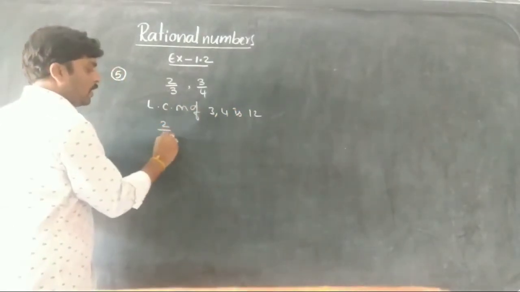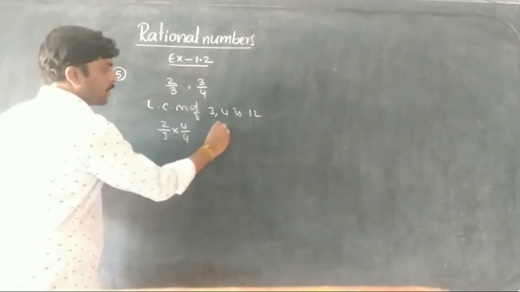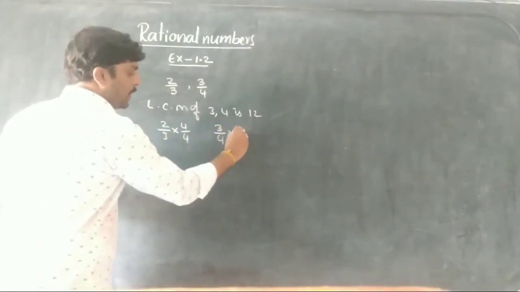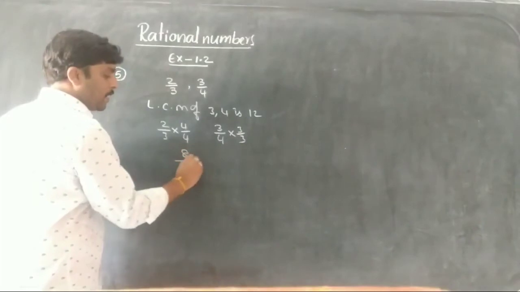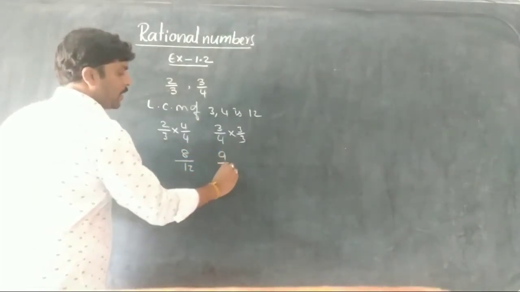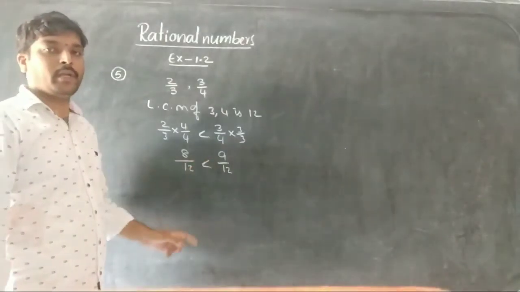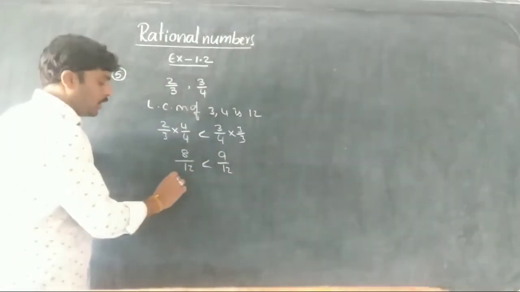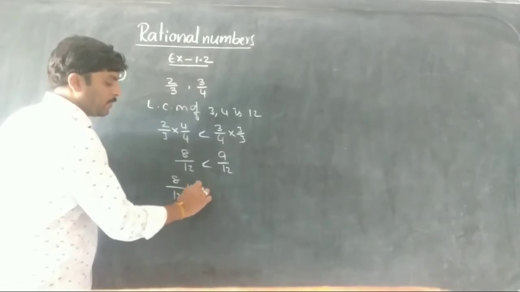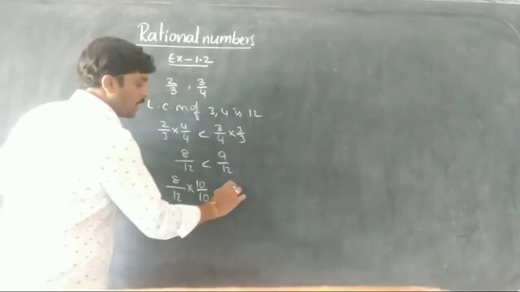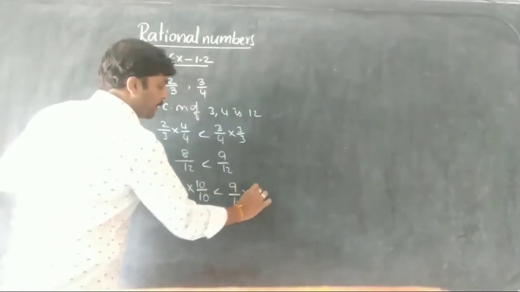Now 2 by 3 into 4 by 4, and 3 by 4 into 3 by 3. 2 fours are 8 by 12. 3 threes are 9 by 12. Now 8 by 12 and then 9 by 12. We need one rational number. So in our procedure, multiply by 10 by 10. Here 8 by 12 and 9 by 12 into 10 by 10.